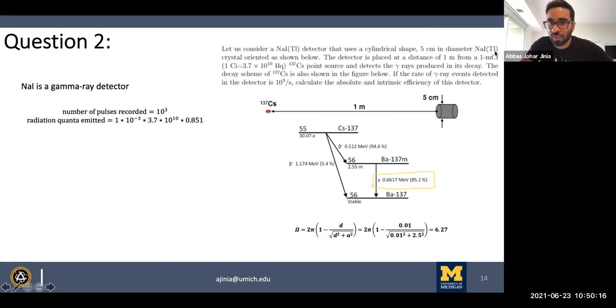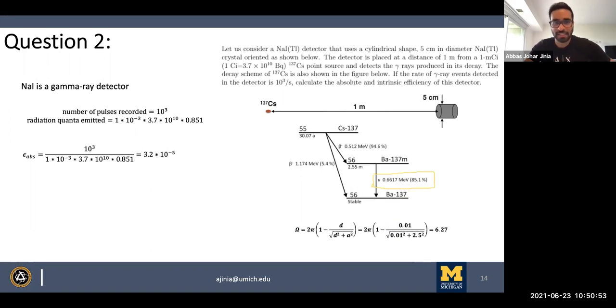So if I want to calculate the number of radiation quanta emitted, I will take the activity of the source, which is 1 millicurie, and convert that to disintegrations per second. That's where we have the 3.7 times 10 to the 10. It's converting curie to becquerel, and 1 becquerel is 1 disintegration per second. And every time it disintegrates, 85% is the probability that it will emit a 662 keV gamma. Then when we simply take the ratio, we get our absolute efficiency.